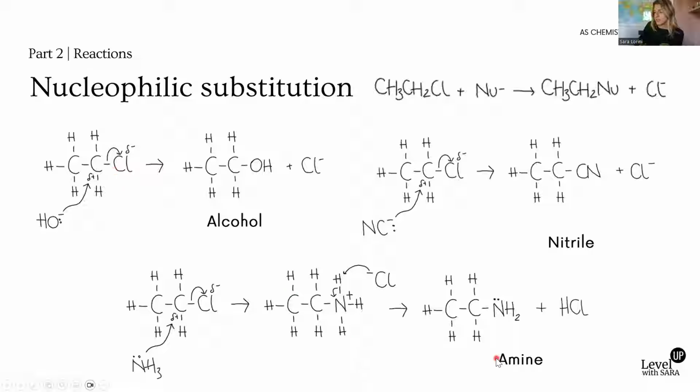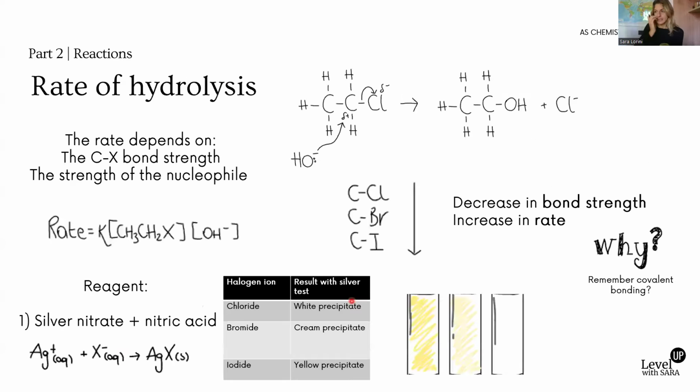In the case of forming an amine, you have one extra step, but here you can figure it out if you fully understand your curly arrows, and you would be able to work out that there is a positive charge formed. This is the one we're practicing in the exam practice.